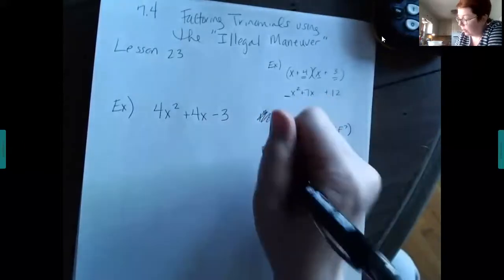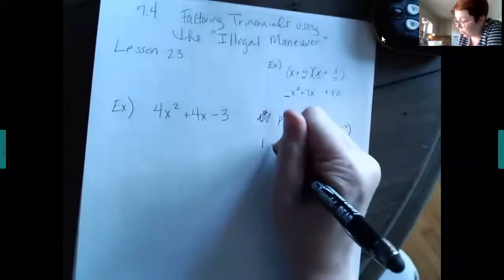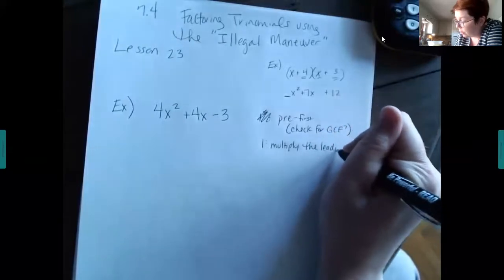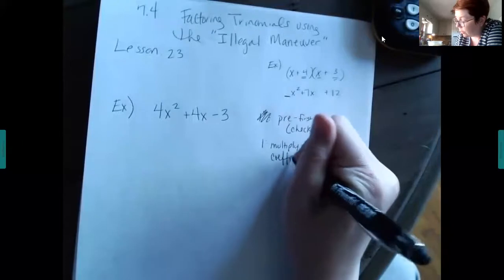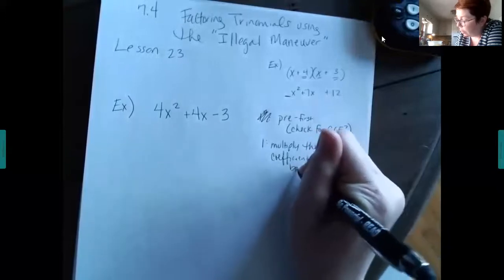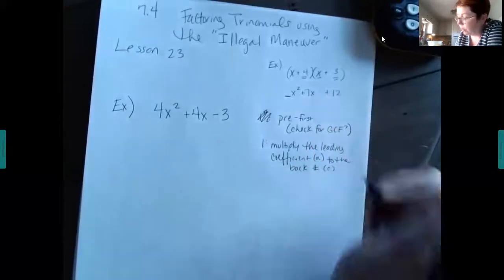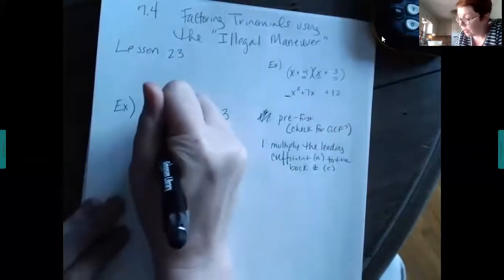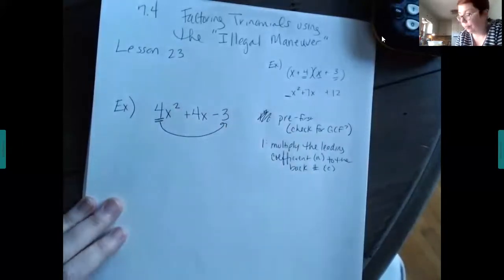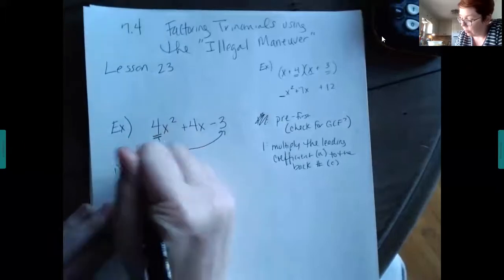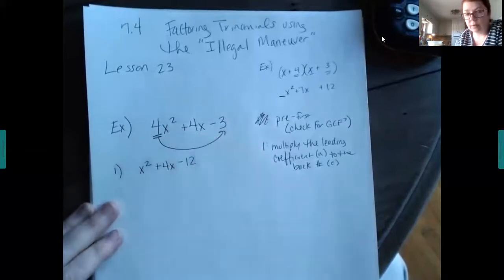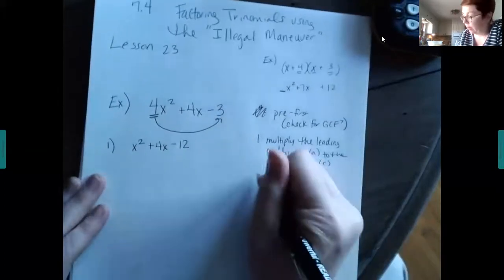So now step 1. Step 1 is we're going to multiply the leading coefficient, and if you learned the AC method, this is the A part, to the back number, which is called C. So what that means is we're just moving this number. We're going to take this 4 and multiply it to that 3. So now we have x squared plus 4x minus 12. All right, step 2.